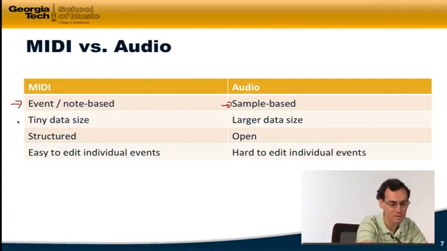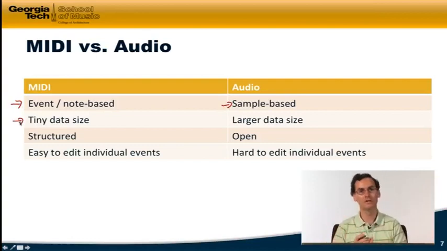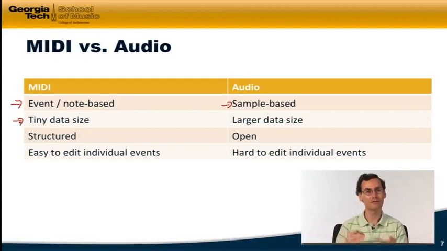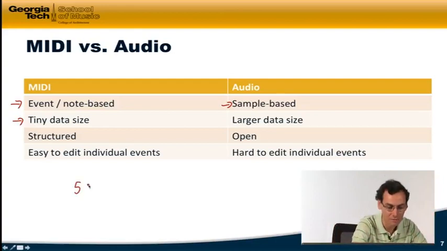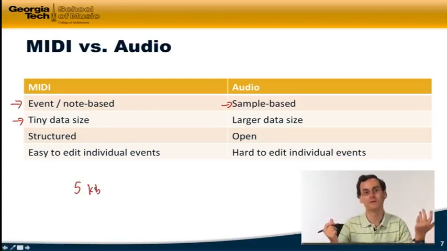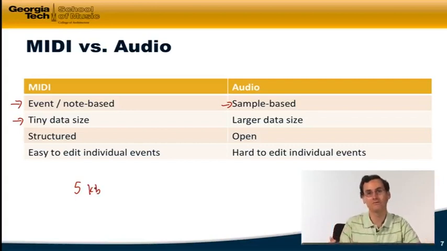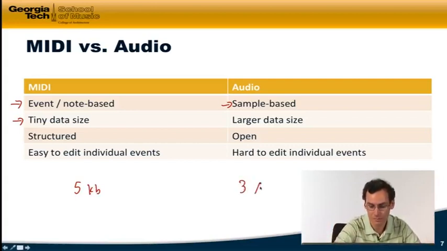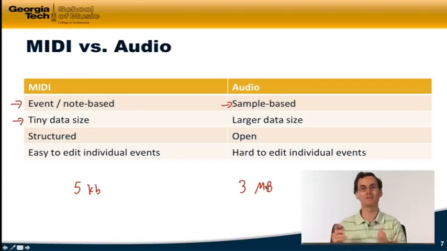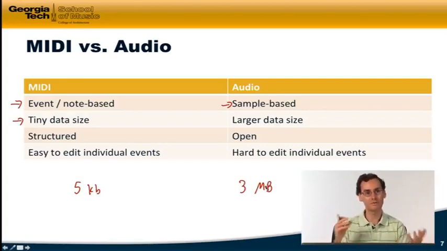This obviously has implications for the amount of storage space that's required to store information. An entire MIDI song, a 3-minute song or something, might only take up maybe 5 kilobytes of data if you're saving it as a MIDI file, whereas the same thing in audio might be 3 megabytes or something if I was saving it as an MP3 file. So there's very different implications in terms of data size.